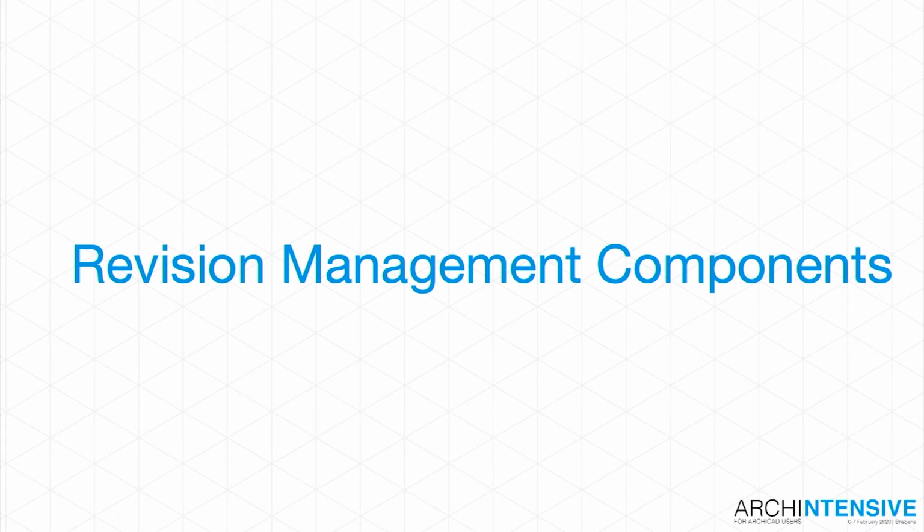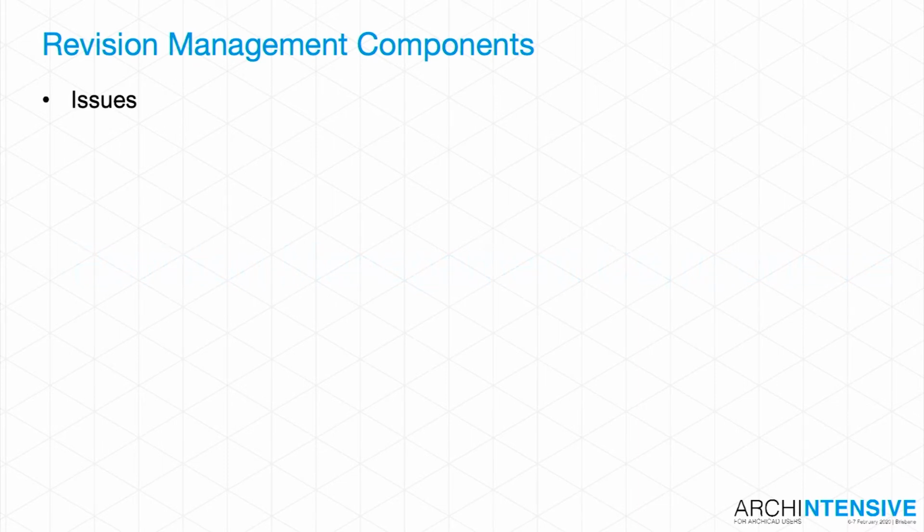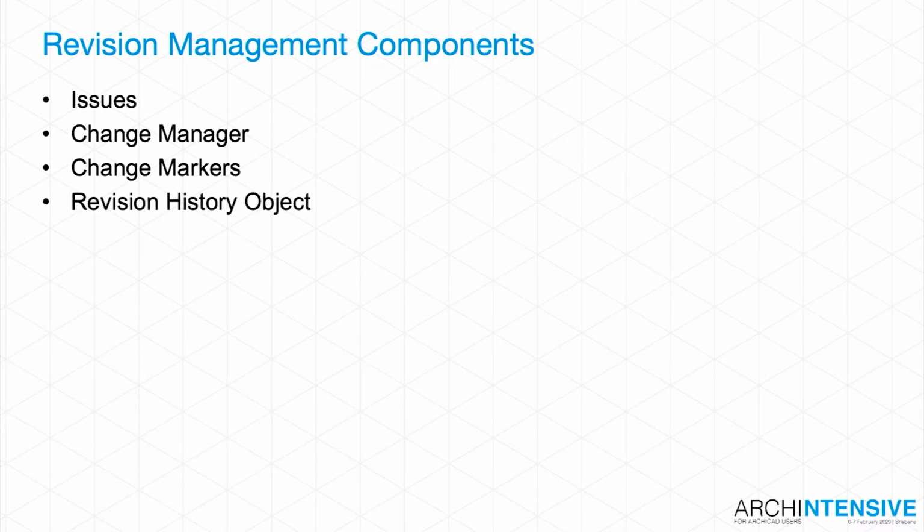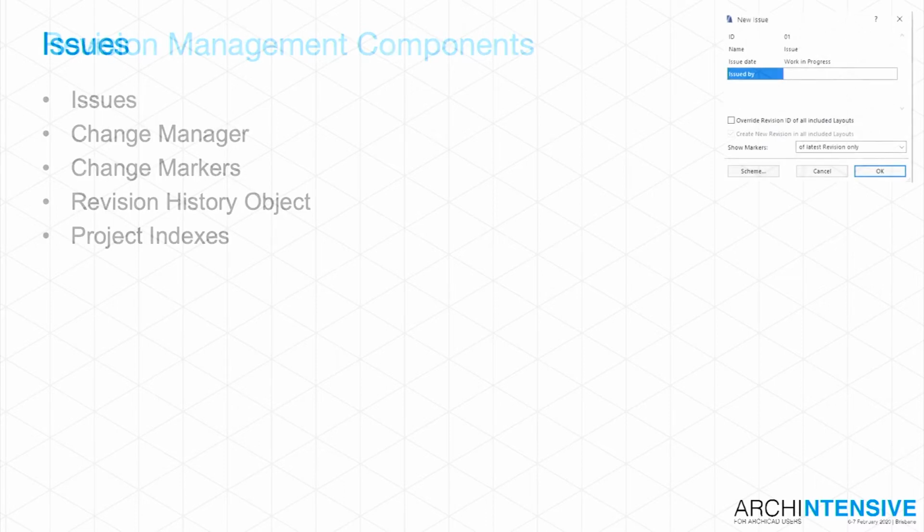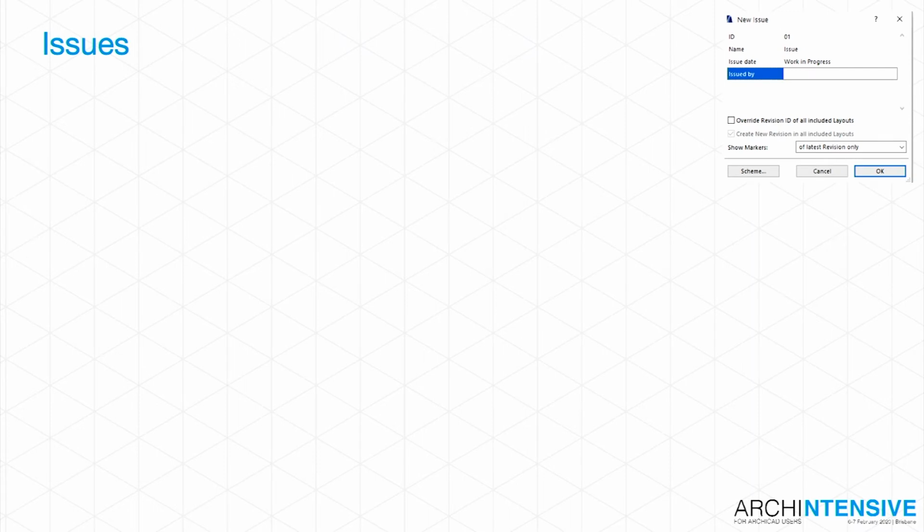So let's look at revision management and the components that actually make up this feature within Archicad. First of all, we have issues. Issues are kind of fun things, which we're not going to go into details about until after we go through this list. We have change manager. We have change markers. We have the revision history object. We have project indexes. So they're the key components of it all. So let's look into issues, and this is the little dialog box that you get when you deal with an issue. An issue is exactly what it is.